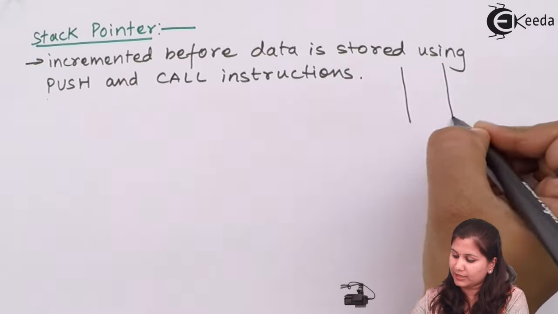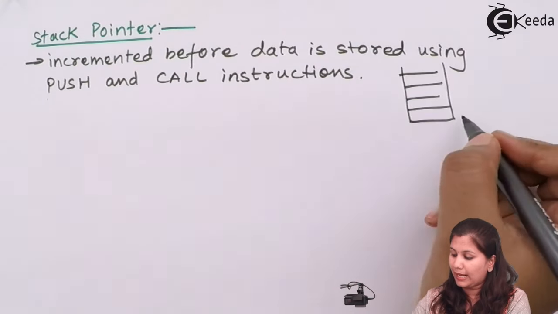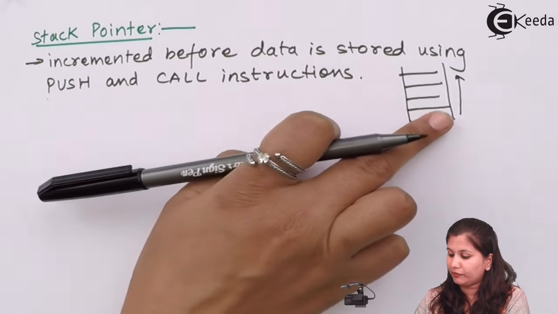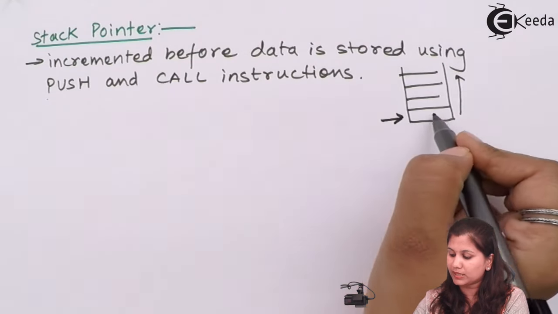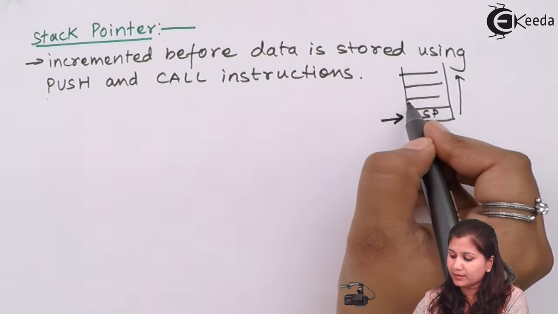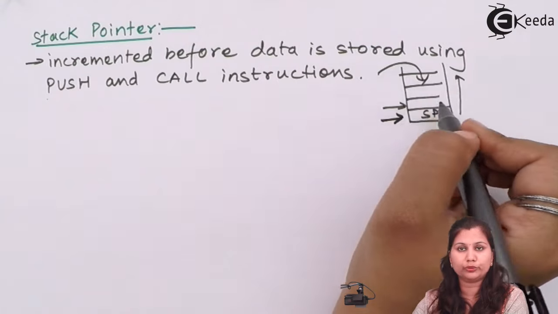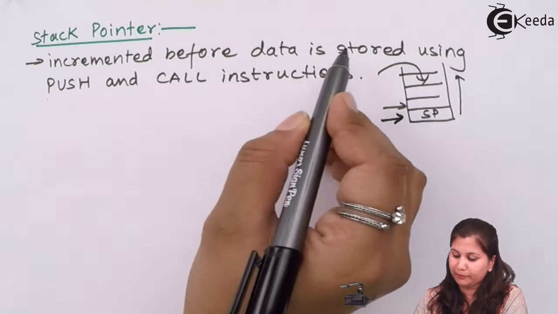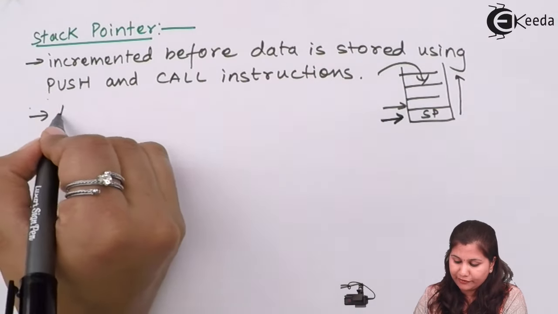So just like this is the stack in which the memory locations are there, and the stack starts from here. If data is to be stored, then this stack pointer points towards the starting address of the stack. So this stack pointer will be incremented, and after that data will be stored into the stack. So the stack pointer is incremented before data is stored using push and call instructions.